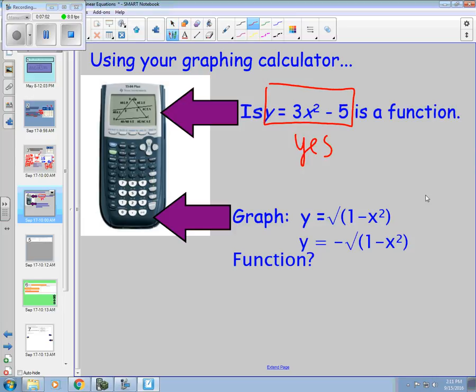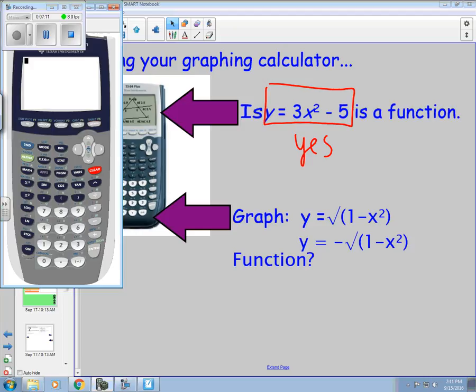Okay, let's look at some other ones here. Would these be considered functions? Let's graph them out the same way. So again, go to your y equals menu, type them in. Let's type in square root of 1 minus x squared, and then also negative square root of 1 minus x squared.